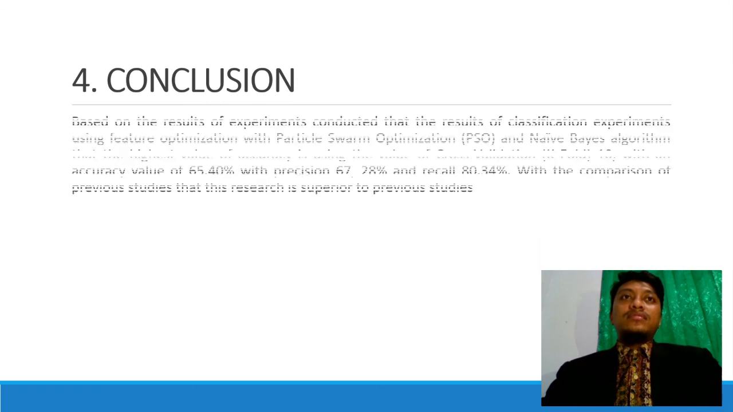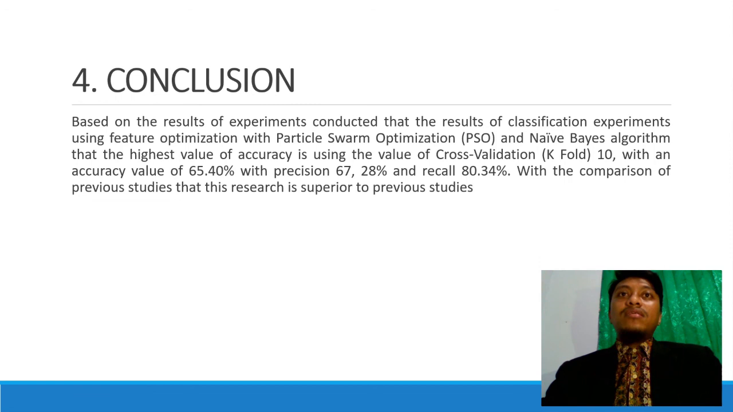For conclusion, based on the result of the experiment conducted, the result of classification experiment using feature optimization with particle swarm optimization or PSO and Naive Bayes algorithm shows that the highest value of accuracy is using the value of cross-validation or k-fold 10, with an accuracy value of 65.40%, with precision 67.28%, and recall 80.34%. With the comparison of previous study, this research is superior to previous study.